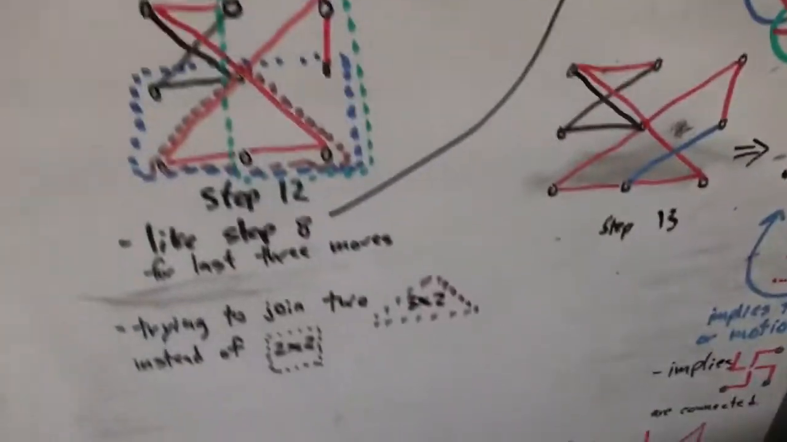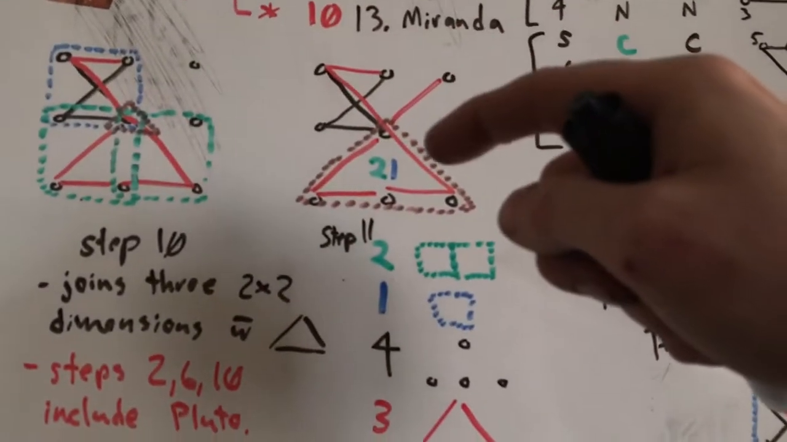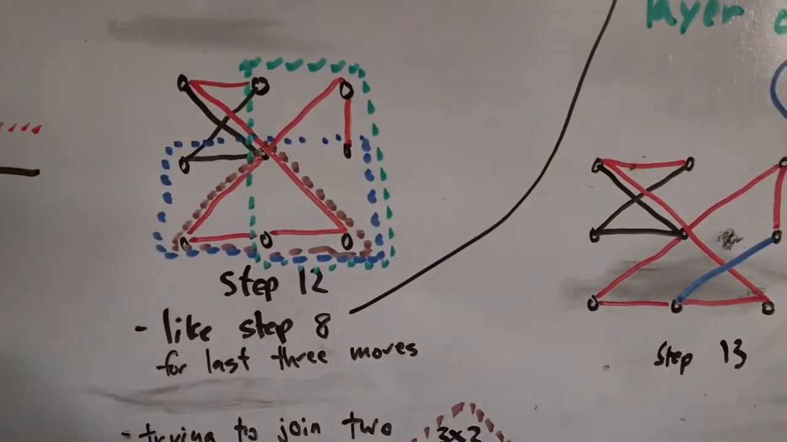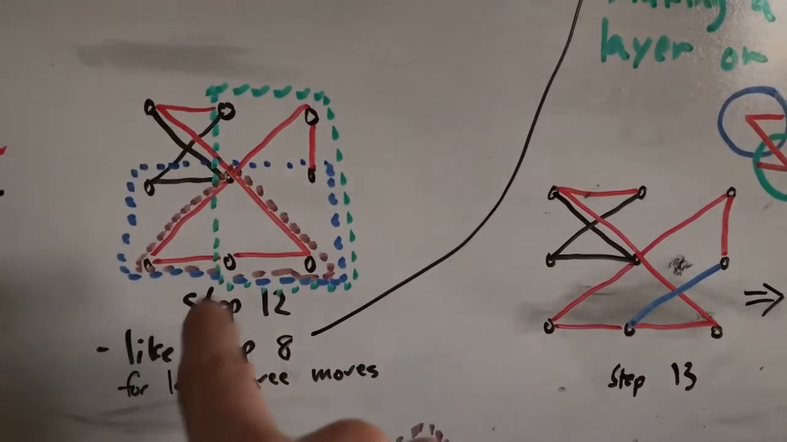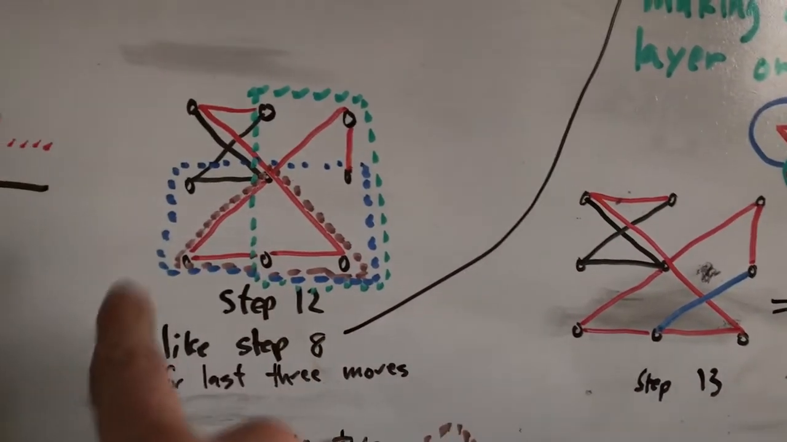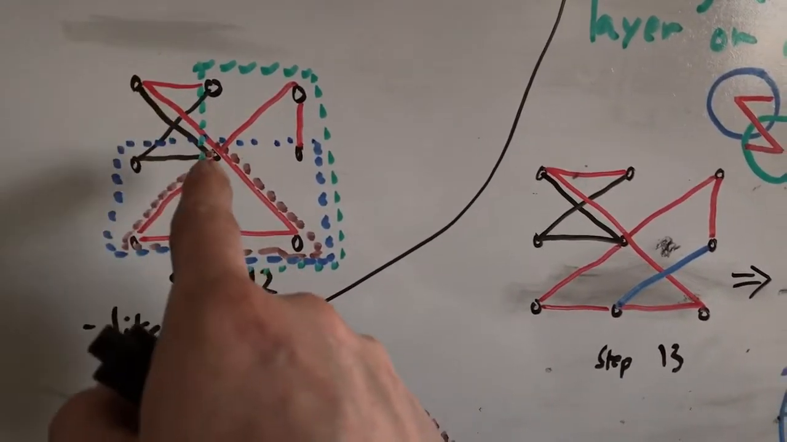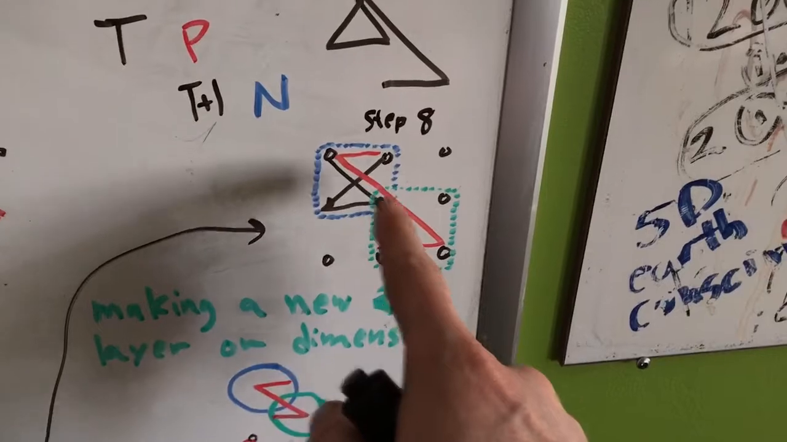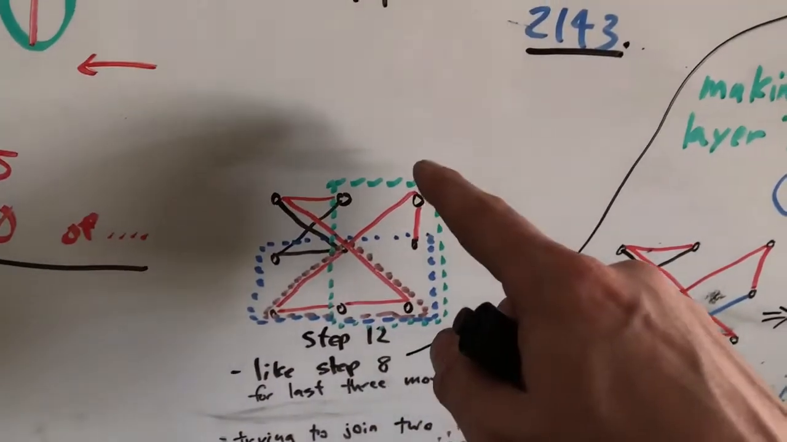Step 12 over here, I don't know how good this is. So step 12, the only thing that's different is that you're going to go down one. So you're going to go down one here, okay? Like step 8 for the last 3 moves. So you went across, across, down. It's kind of like going down, across, across. That was step 8. Like, oh, sorry, so this is step 8. 1, 2, 3. Ends there at step 8. Down, down, across. But you're rotating it now. You're going up, up, down.